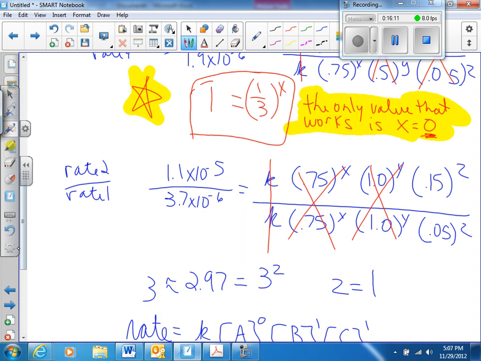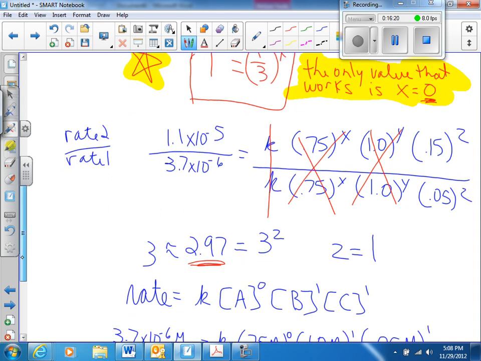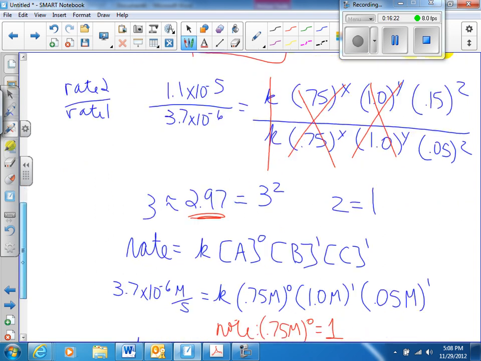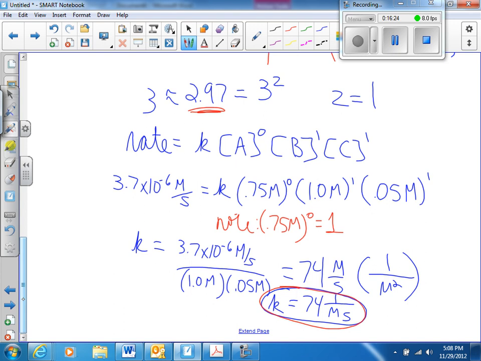And then I did rate 2 over rate 1 to solve for z. Notice we get a number close to a whole number, and we can just assume that's the whole number. I get my rate law. And again, just pause if you need to look at this. And then I solve for k. This says note here, so you can check your work.